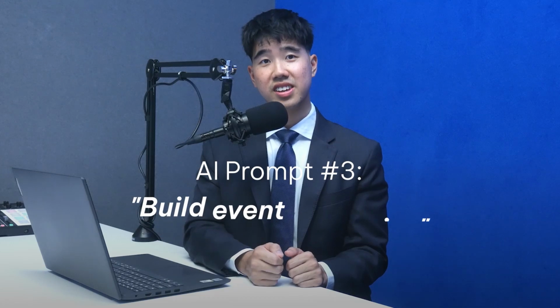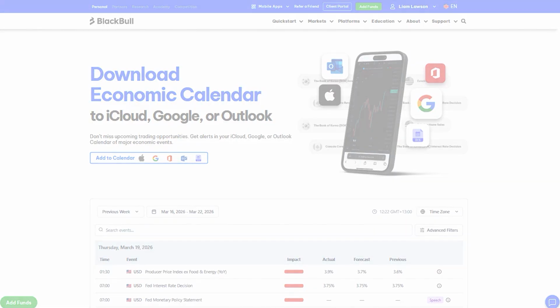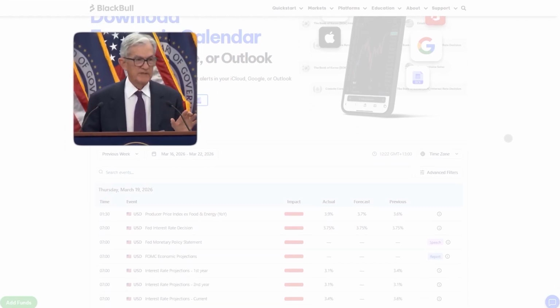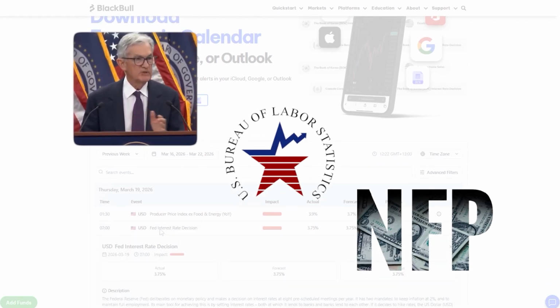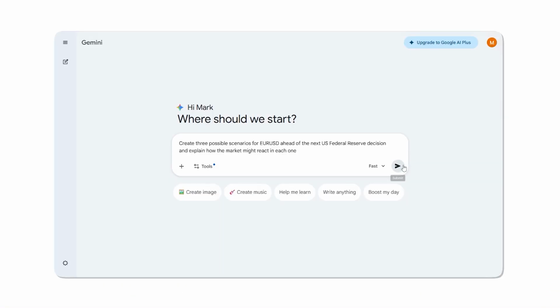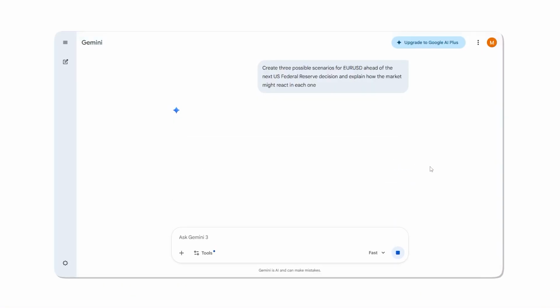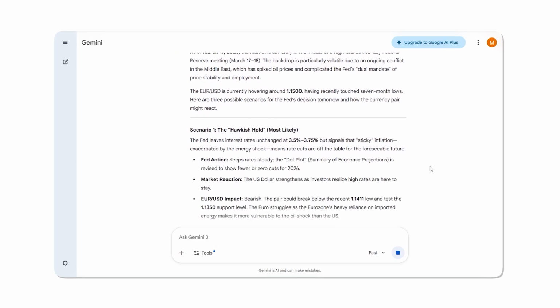The third prompt is to ask the AI to create different scenarios before a major event. Before an event like the Federal Reserve decision, a CPI release, or non-farm payrolls, you need to think about the probability of the different outcomes occurring. For example, you could ask, create 3 possible scenarios for Euro-USD ahead of the next US Federal Reserve decision, and explain how the market might react in each one.